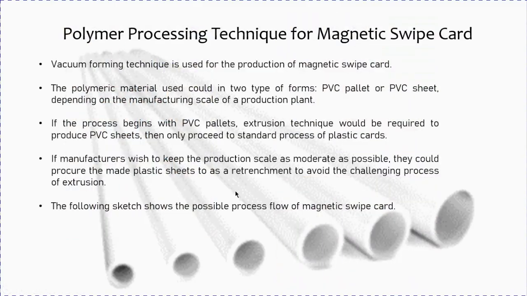Last but not least, in order to produce a magnetic stripe card, vacuum forming technique is used during the production. The polymeric material could be in two forms, PVC pellet or PVC sheet, depending on the manufacturing skill of a production plant. If the process begins with PVC pellets, extrusion technique would be required to produce PVC sheets, then only proceed to the standard process of plastic cards. If manufacturers wish to keep the production scale as moderate as possible, they could purchase the made plastic sheets as a retrenchment to avoid a challenging process in extrusion.